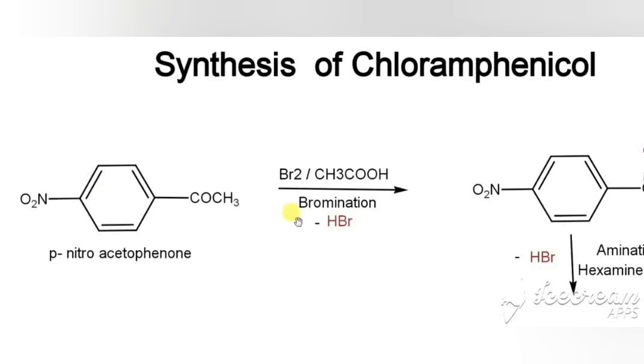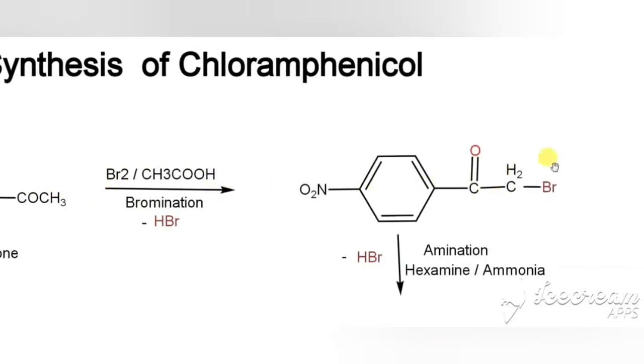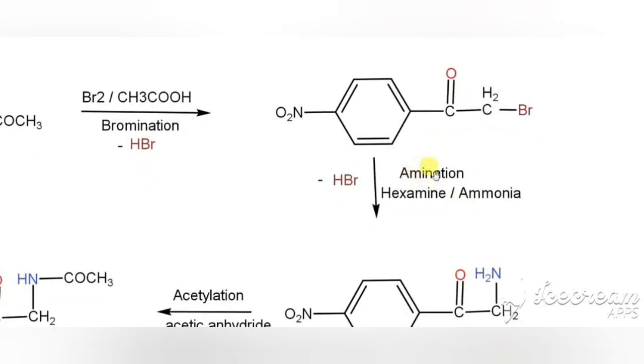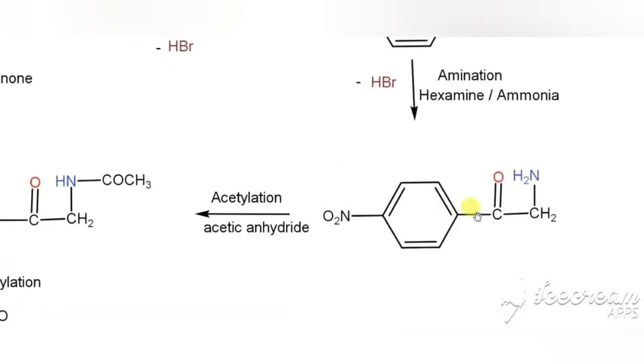First it undergoes bromination, by means of bromine in acetic acid. On bromination, one bromine combines with H and is removed as HBr, and the other bromine is attached to the carbon, so we are getting CH2Br instead of CH3. Next it undergoes amination, that is addition of NH2, by means of hexamine or ammonia. One H combines with Br and is removed as HBr, and the NH2 is attached here.